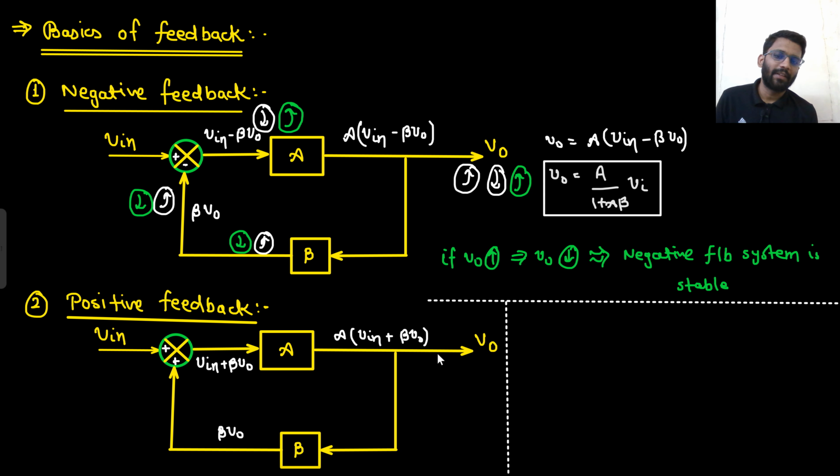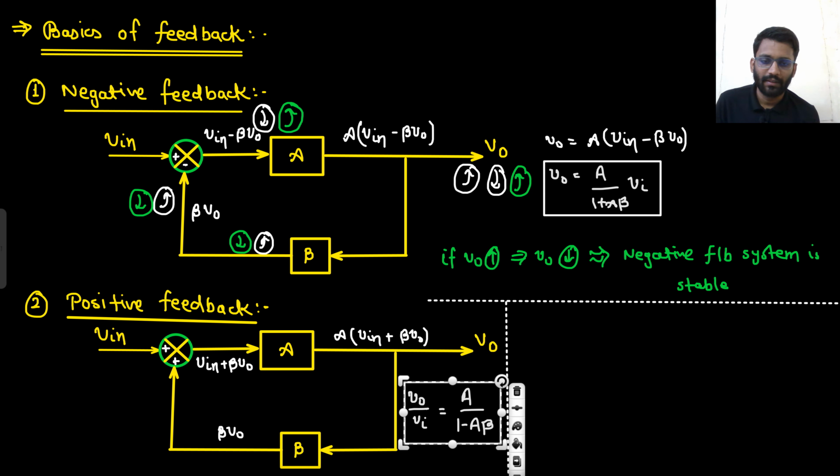So A into V in plus beta V naught will be equal to V naught only. So what you get as V naught by V in would be A upon 1 minus A beta. You can derive this on your own. A upon 1 minus A beta, right? You can derive it on your own only, right?